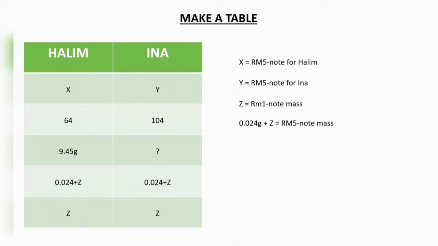Moving on, we can understand the question much more easily by making a table. All the important keywords that we can take from the question can be placed into a table form. As we can see from the table, we have three variables, which are x, y, and z. X and y indicate the unknown number of RM5 notes for Halim and Ina. Z indicates the mass of an RM1 note, and 0.024 gram plus z indicates the mass of each RM5 note.